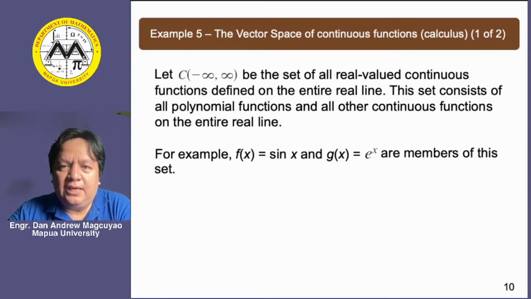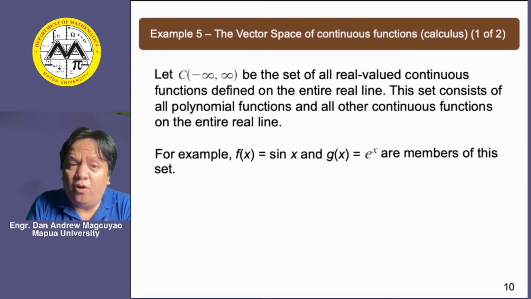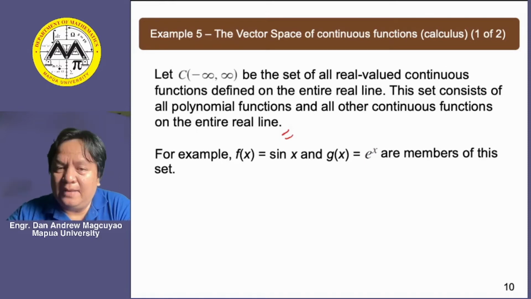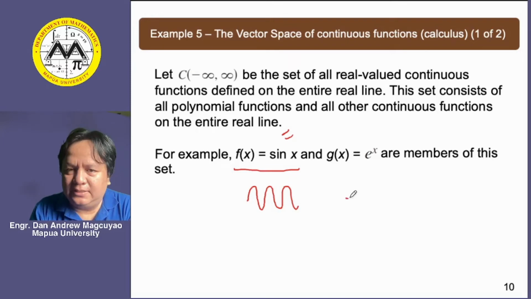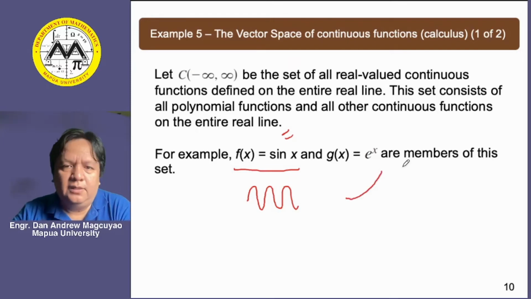This set consists of all polynomial functions and all other continuous functions on the entire real line. For example, we have f of x is sine x. So this would be your f of x. And then your g of x is an exponential function. They are members of this set because sine x and e raised to x are both continuous functions.